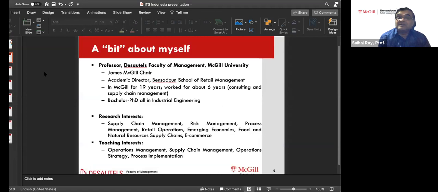We are situated in Montreal, which is in Quebec, which is the more French speaking part of Canada. But McGill is a fully English university, so everything happens in English in McGill. And as I said to someone just now, I actually cannot speak anything in French, though my daughter is fully bilingual. She can speak and write everything in French and English equally well.